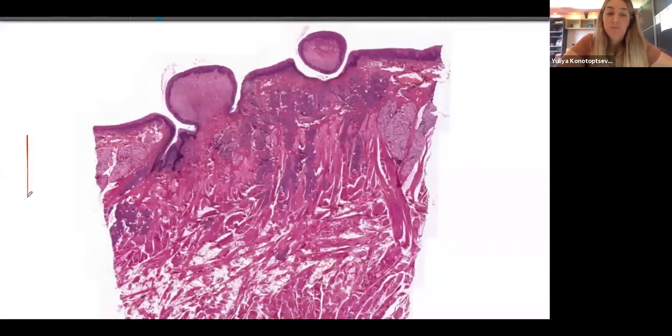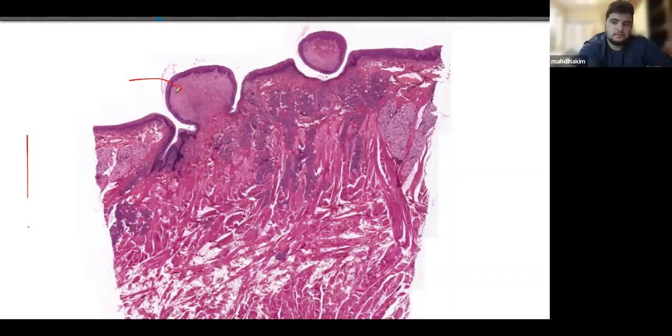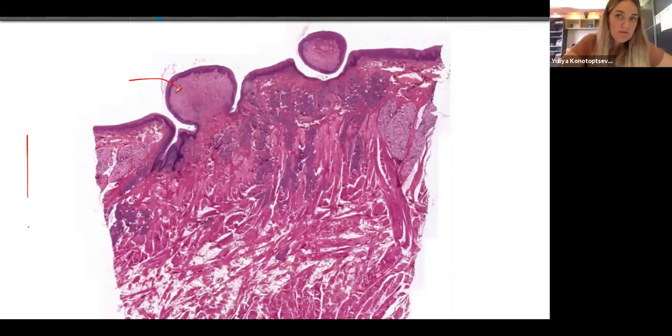Now this slide is important because this is the one which is going to come up for sure. So this is your tongue, and what you can see here, what is this? Circumvallate. Yes, okay, so these are the circumvallate papillas. How do you know that these are circumvallates? Thanks to these deepenings right here, which are called clefts.